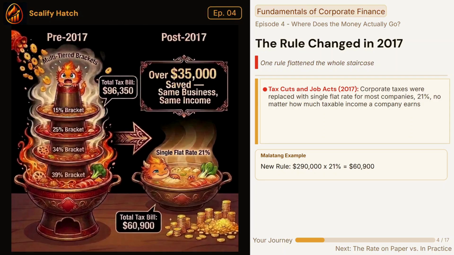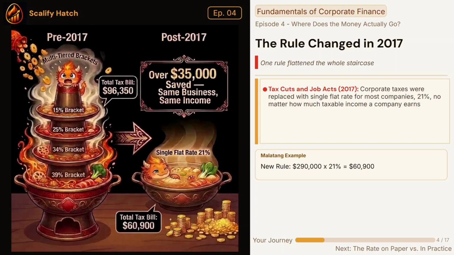And notice something else here. With one flat rate and no brackets to climb, average and marginal tax rate became the same exact number. If Scalify Hatch earns $1 more tomorrow, that dollar is taxed at 21%, same as every other dollar earned. No more gap between the two rates.